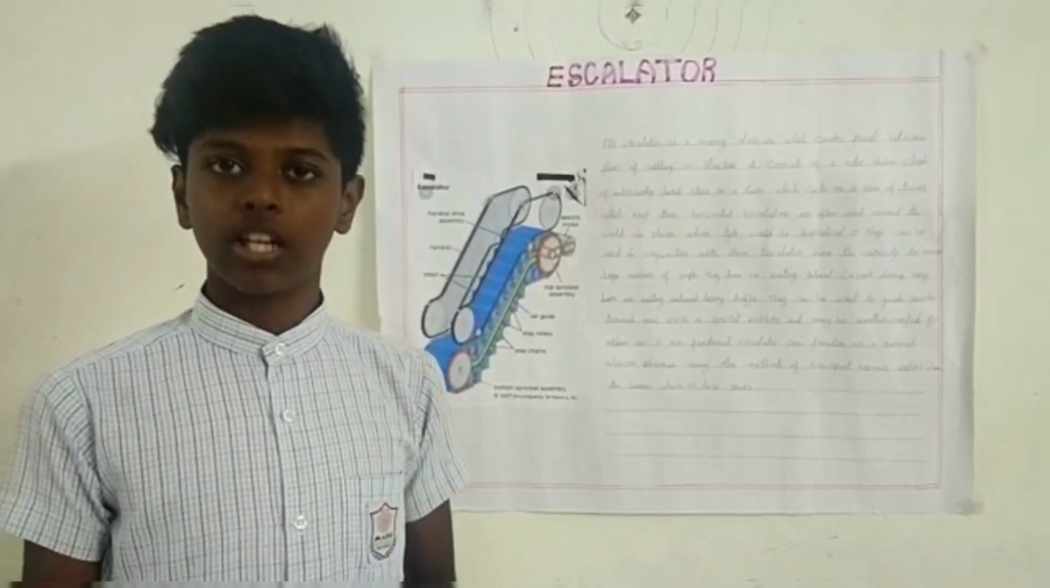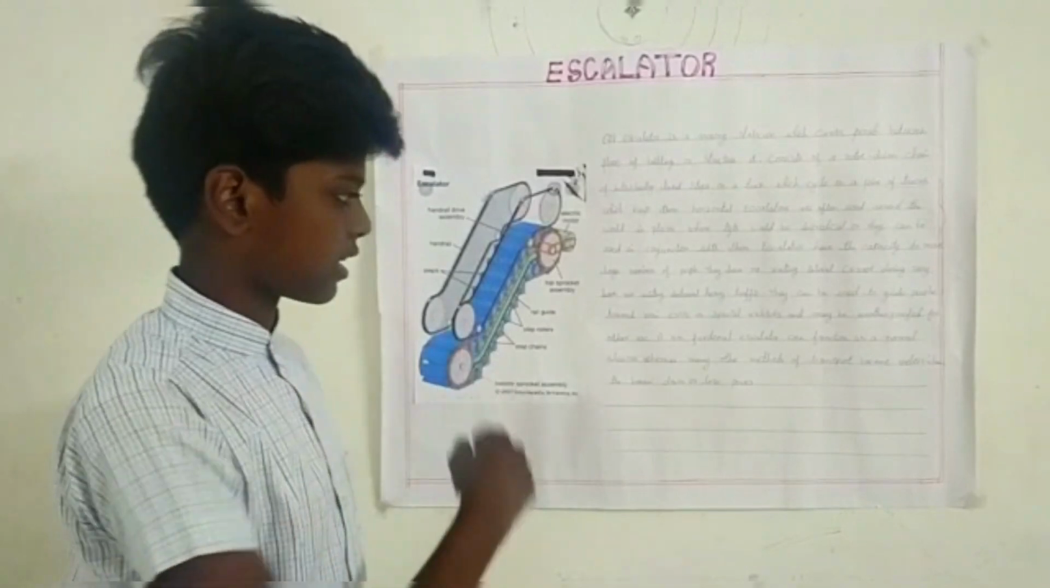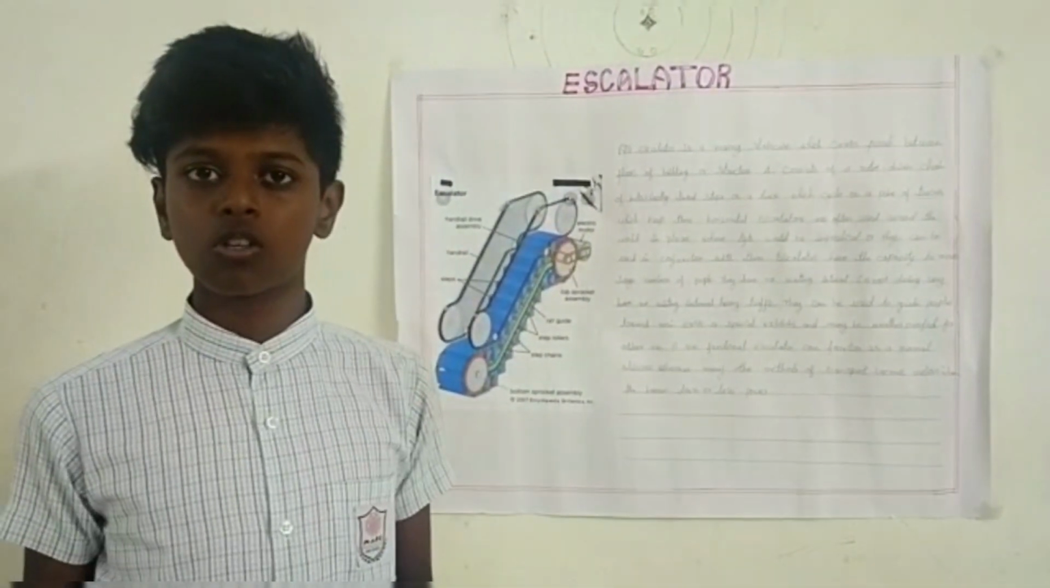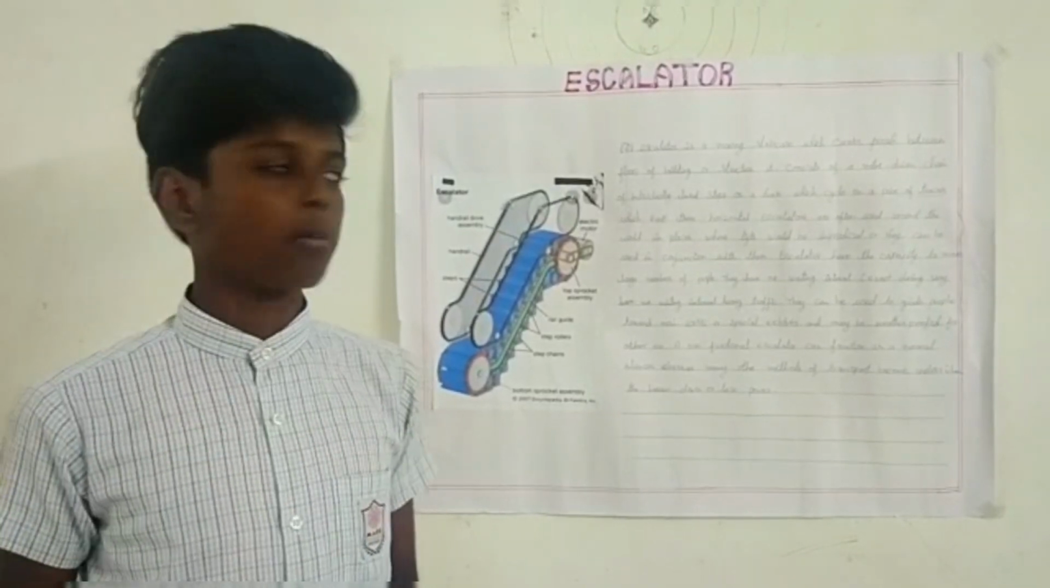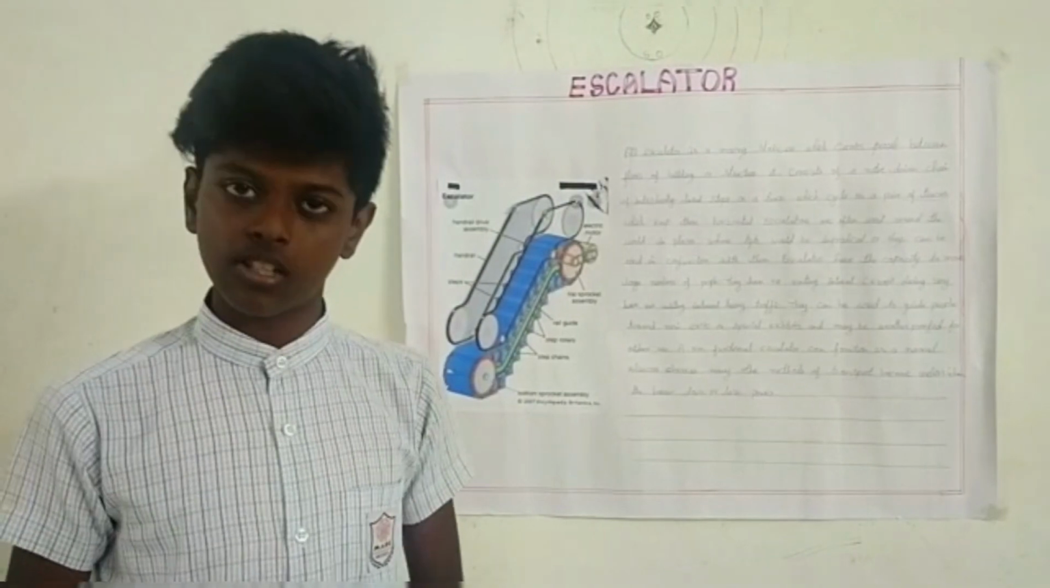It is connected to a chain which is connected to a wheel like this. It helps to move the staircase. Other transport, if it has a breakdown or power loss, is useless. But escalator is not like that. It can also be used like a staircase.